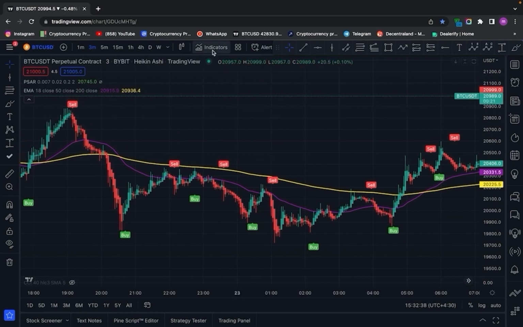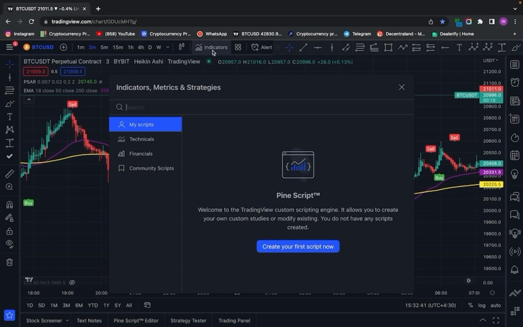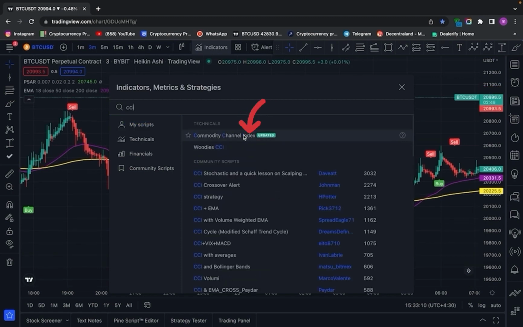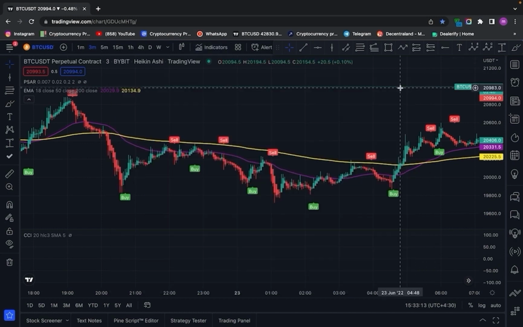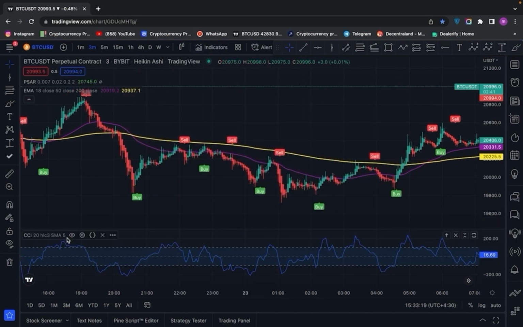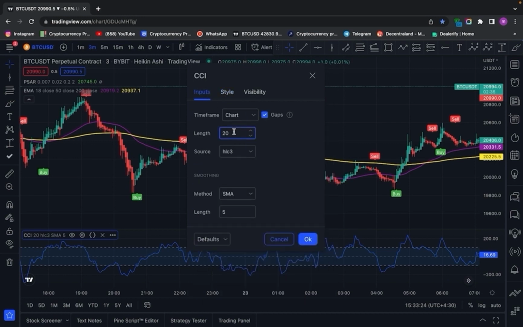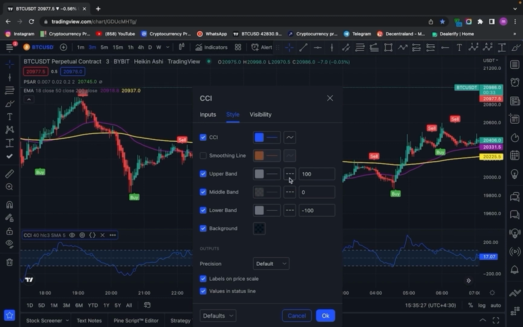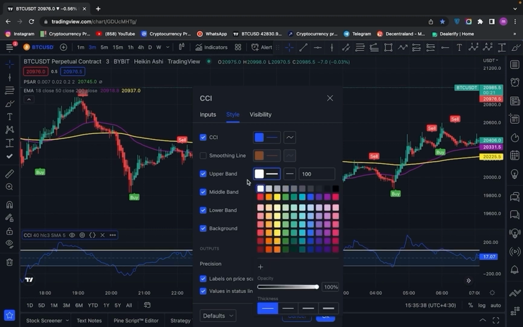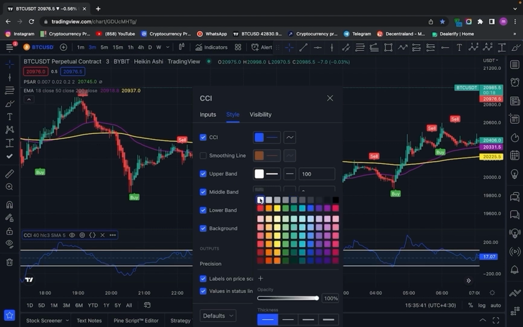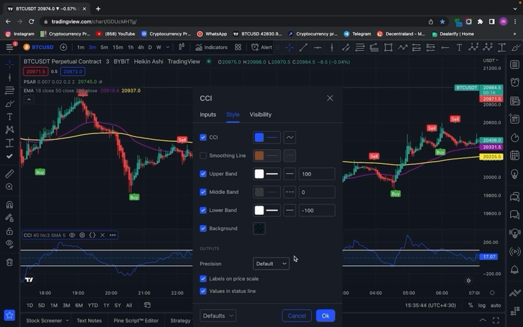So just pay attention. We go to indicator section and search for CCI indicator, then add this indicator to our charts. After adding this indicator to our charts, we go to its setting, and in input section, we apply some changes. We go to this part and change the number 20 to 40. Then we go to style section, and here we change the dashed lines to straight lines. And in this part, change the color into white to see the indicator more clear. Now this indicator is ready.